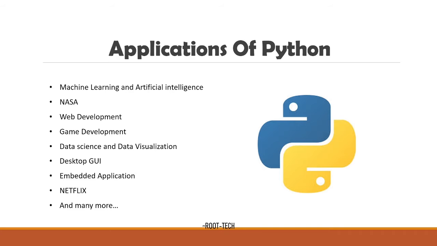Graphical user interface for desktop, or desktop GUI: Python allows you to construct basic graphical user interfaces. Python can also be used in embedded applications. Python is a C-based language and hence can be used in embedded systems or applications such as the Raspberry Pi, whose functioning is based on Python programming. Netflix also uses Python to predict and recommend videos to its million users or subscribers. There are a lot more applications of Python.